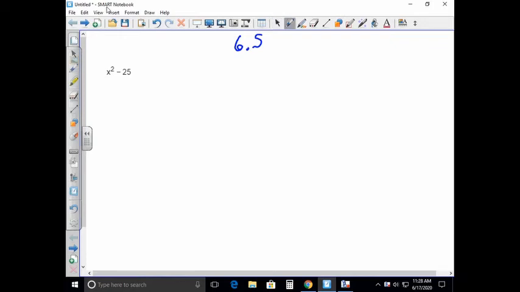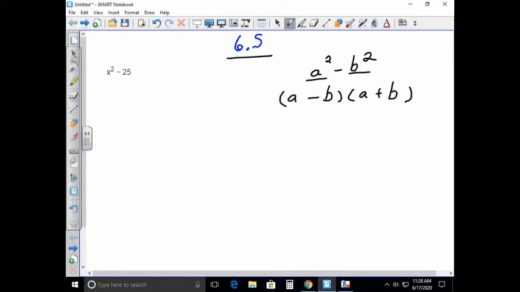So 6.5, we're dealing with factoring binomials. Real quickly, our formula is if we have something squared plus or minus something squared, the way that factors is we take whatever's being squared there minus whatever's being squared there. And then we do the same thing with the plus in the middle. So that's just a formula that allows us to factor. This is called a difference of squares. Something that is a square minus something that's a square.